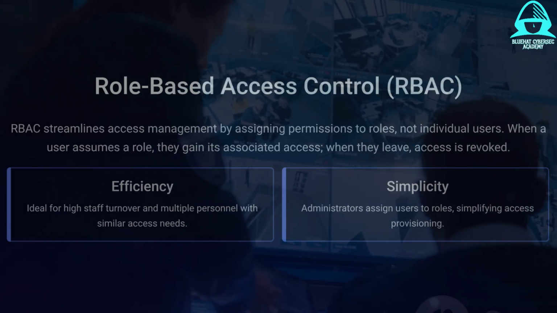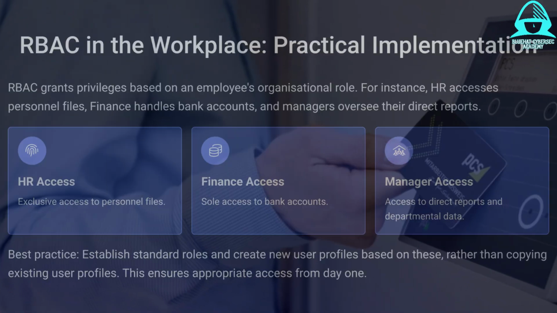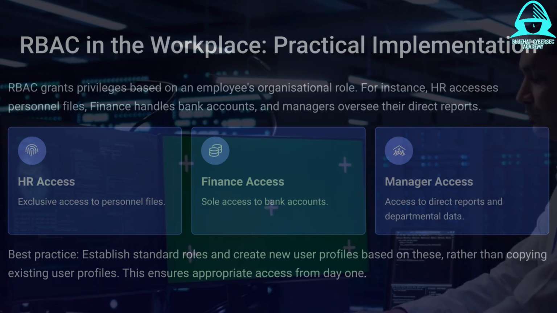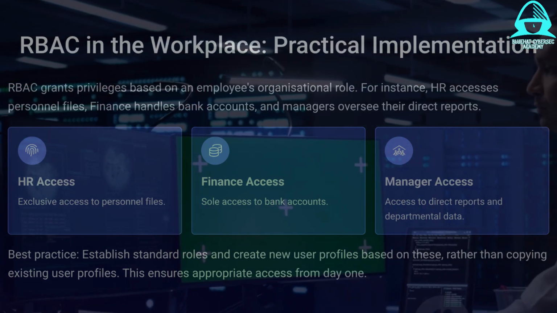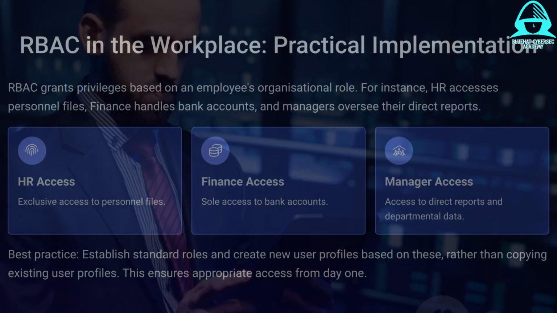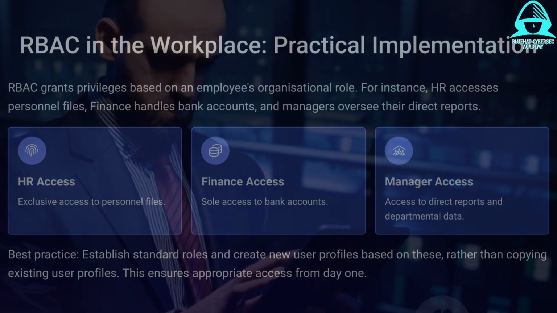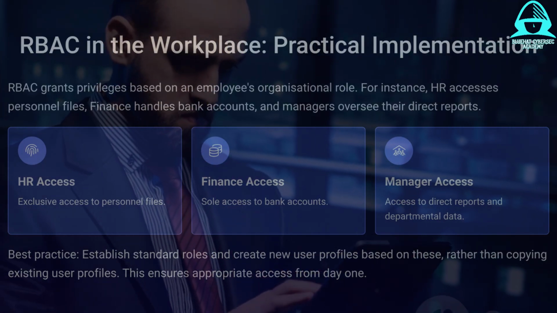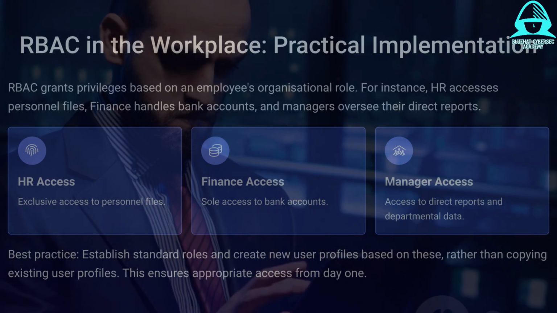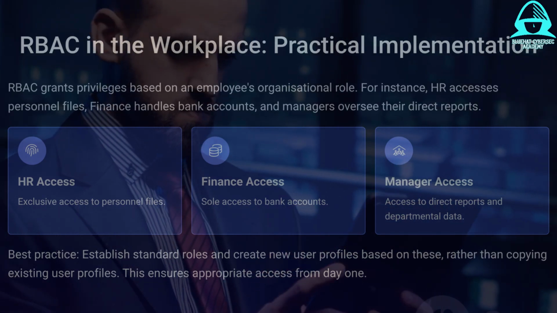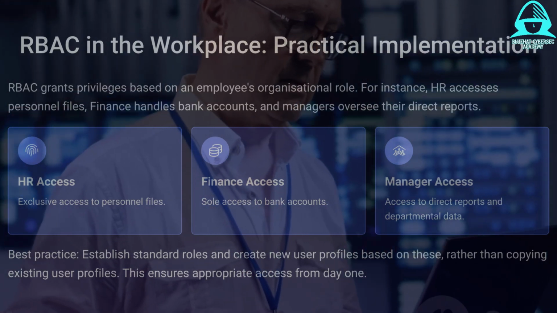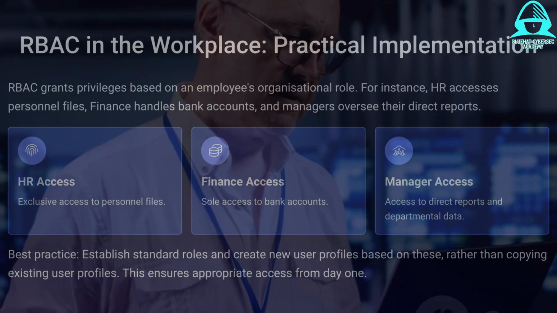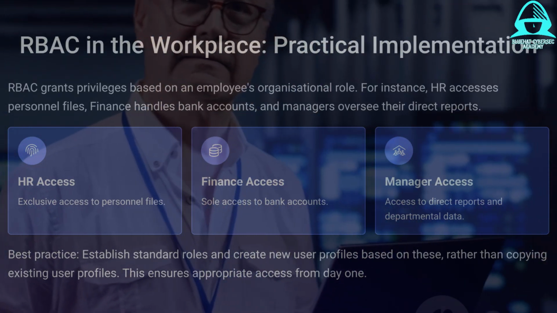Now that we've defined RBAC, let's see how it is practically implemented in workplaces. Role-based access control provides each worker privileges based on what role they have in the organization. Only human resources has access to personnel files, for example. Only finance has access to bank accounts. Each manager has access to their own direct reports and their own department. Very high-level system administrators may have access to everything, while new employees would have very limited access, the minimum required to do their jobs.